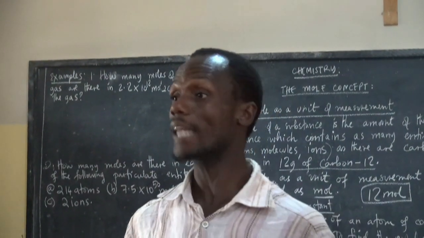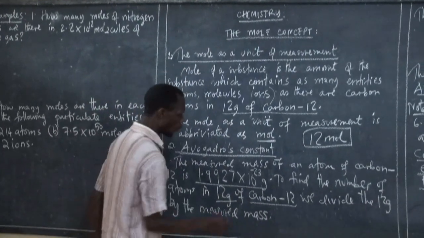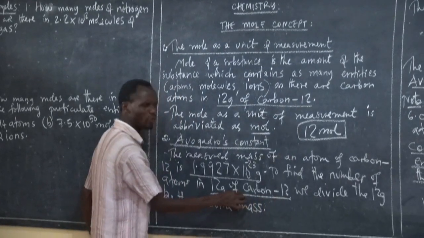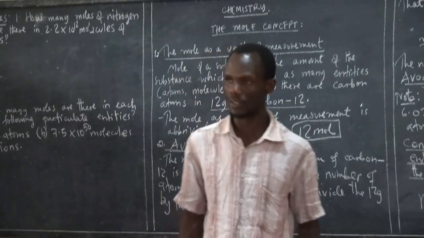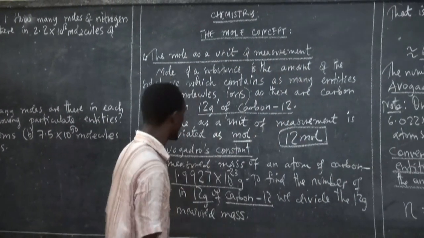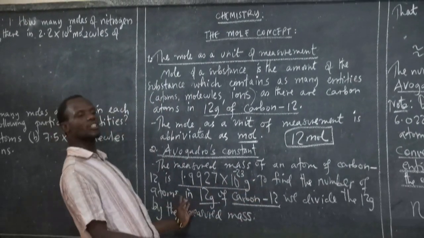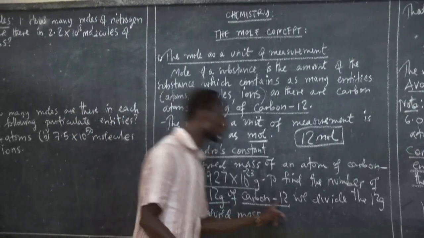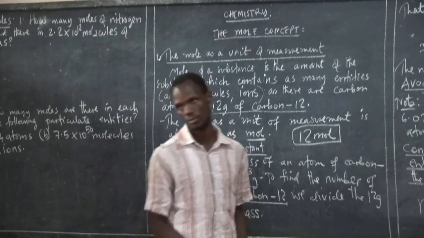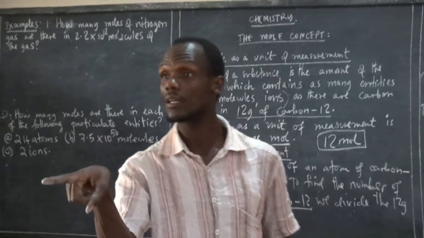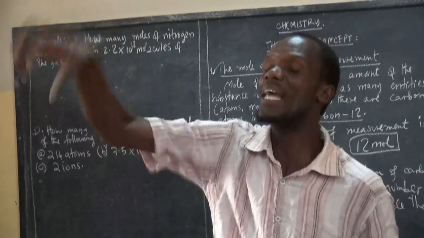So I don't expect to see you wondering about isotopes while we learned about it. Now, we are talking about carbon 12, and we are no longer talking about carbon 13 and carbon 14. In order to find the number of atoms present in 12 grams of carbon 12, we divide 12 grams by the measured mass. We take that 12 grams of carbon and divide it by the measured mass.